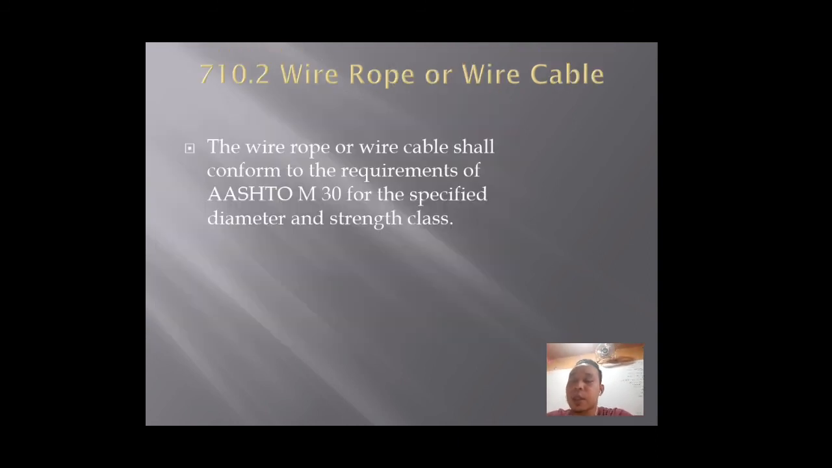So sub-item 710.2 wire rope or wire cable. So the wire rope or wire cable shall conform to the requirements of AASHTO M30 for the specified diameter and strength classes. So for us to know the standards of the wire that we are going to use in our project. So we do reading about the M30.